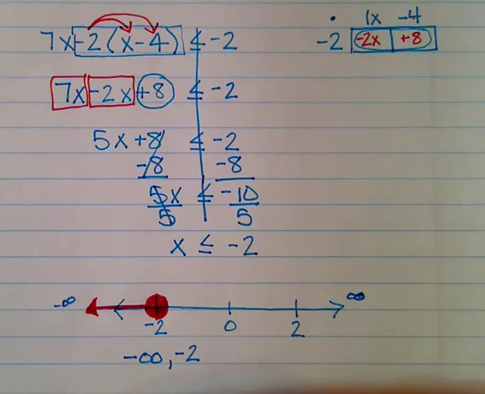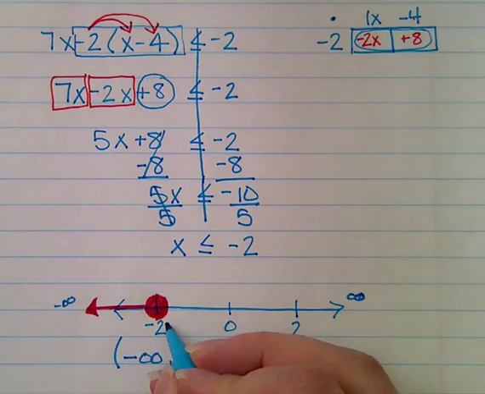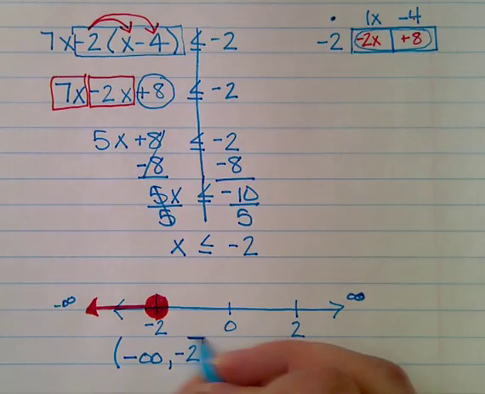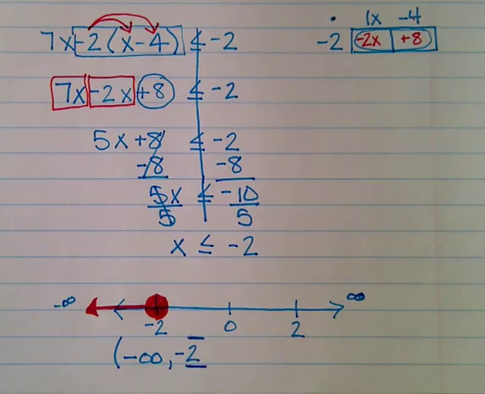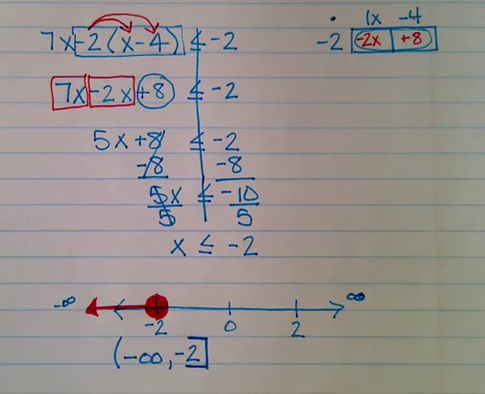Now, the -infinity is a direction, not a number, so he gets a parenthesis. The -2 is included in my answer, so think about putting a great big equal sign around the -2, and then when I hook it up, I have a bracket. And there's the interval notation for my solution set.